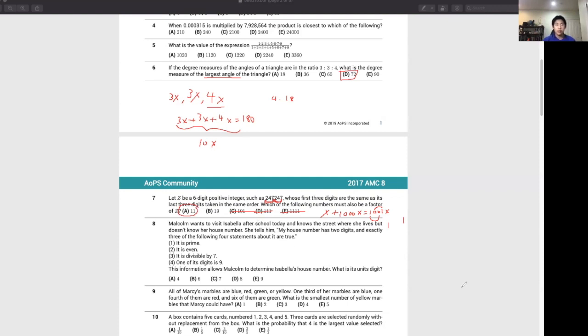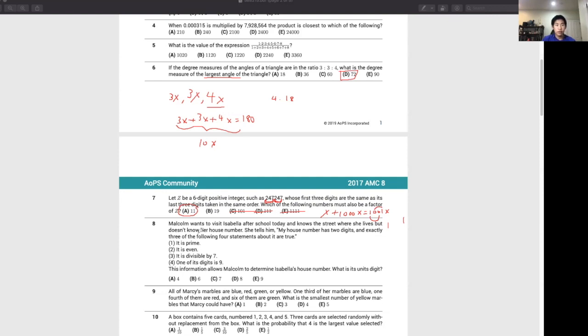Okay, next, problem 8. Malcolm wants to visit Isabella after school today and knows the street where she lives but doesn't know her house number. She tells him, "My house number is 2 digits and exactly 3 of the 4 following statements about it are true. It is prime, it is even, it is divisible by 7, and one of its digits is 9." This information allows Malcolm to determine Isabella's house number. What is its units digit?